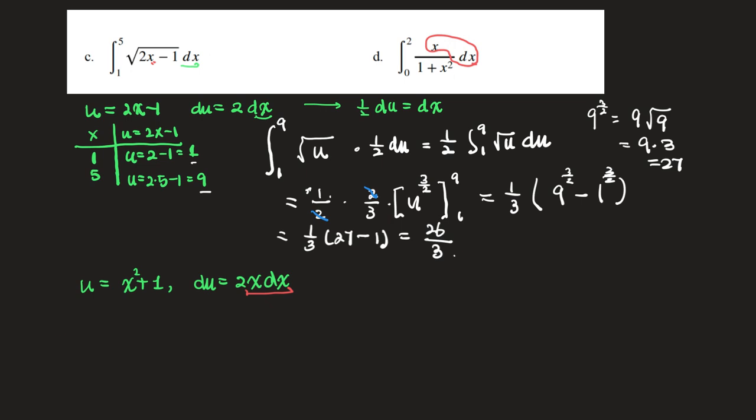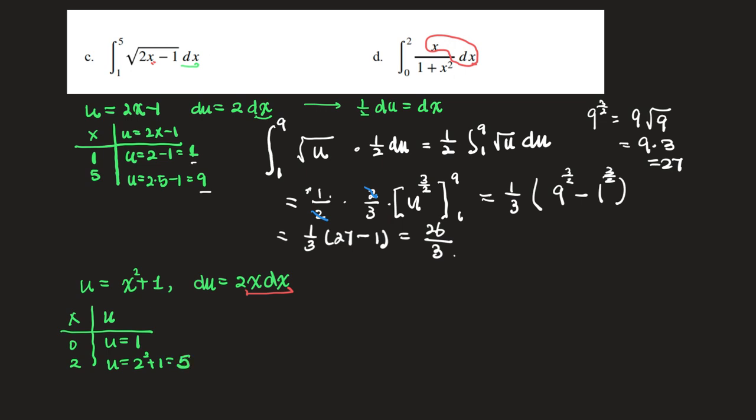So now you're going to make a table to figure out the boundary. x and u. Here is 0 and 2. So you're going to get 1. You're going to have 2 squared plus 1. That's going to be 5.